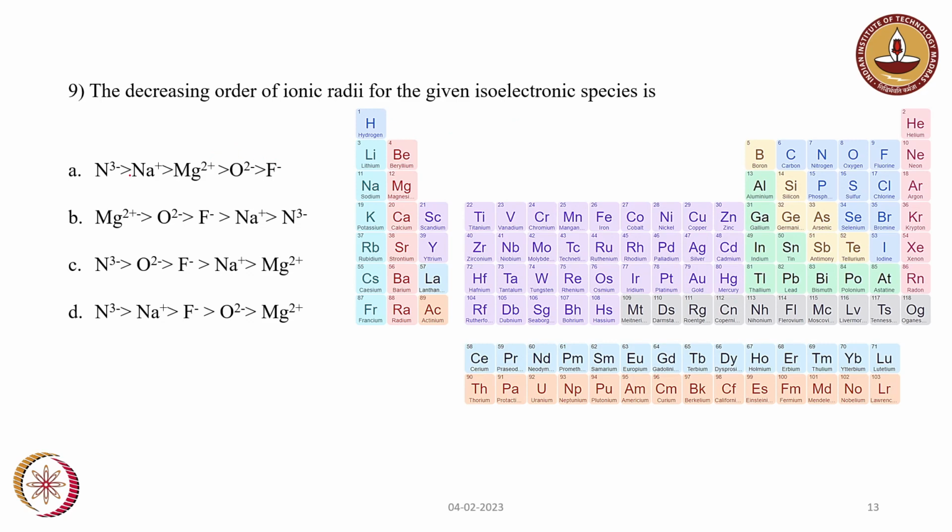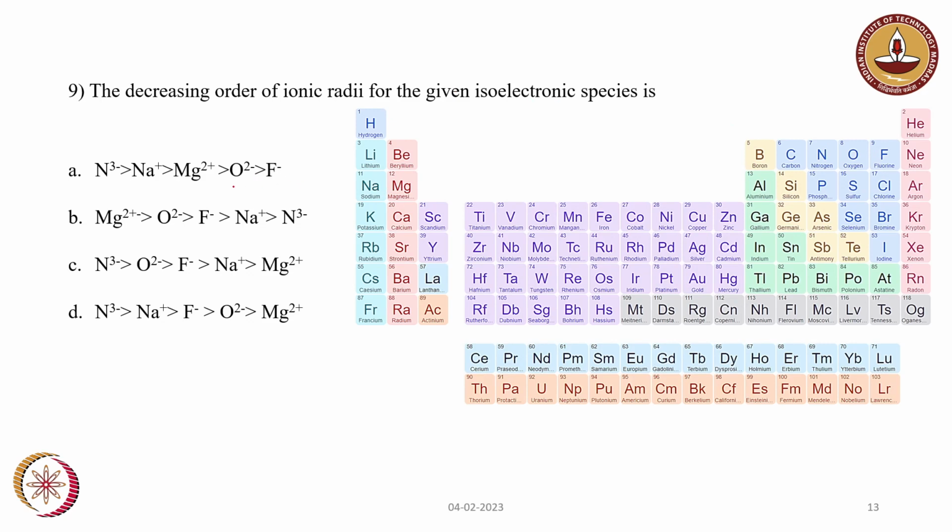So there are 5 species given, and from the periodic table, we know that nitrogen will have a larger radius compared to oxygen, than compared to fluorine. And between sodium and magnesium, sodium will have a higher radius compared to magnesium.